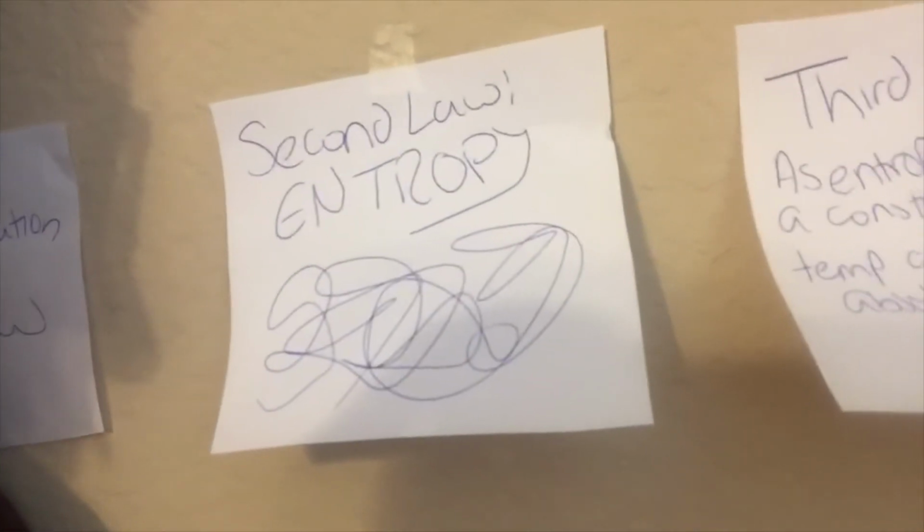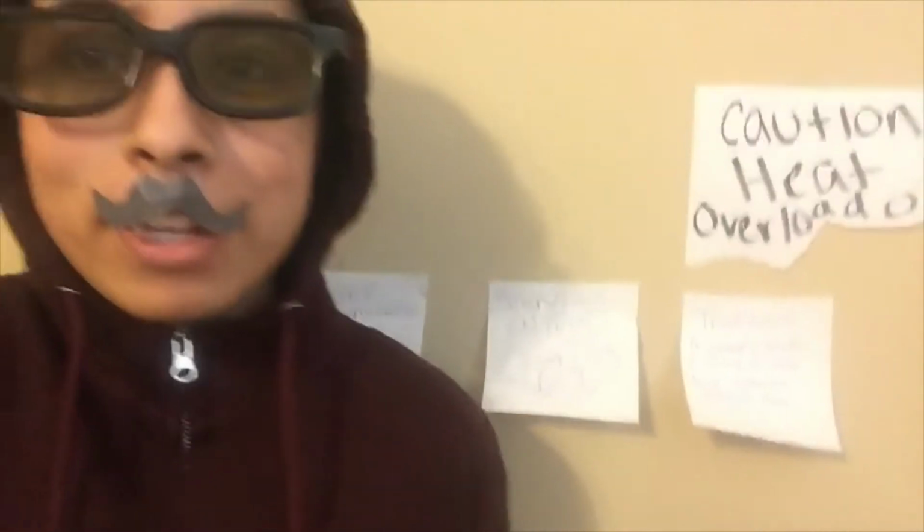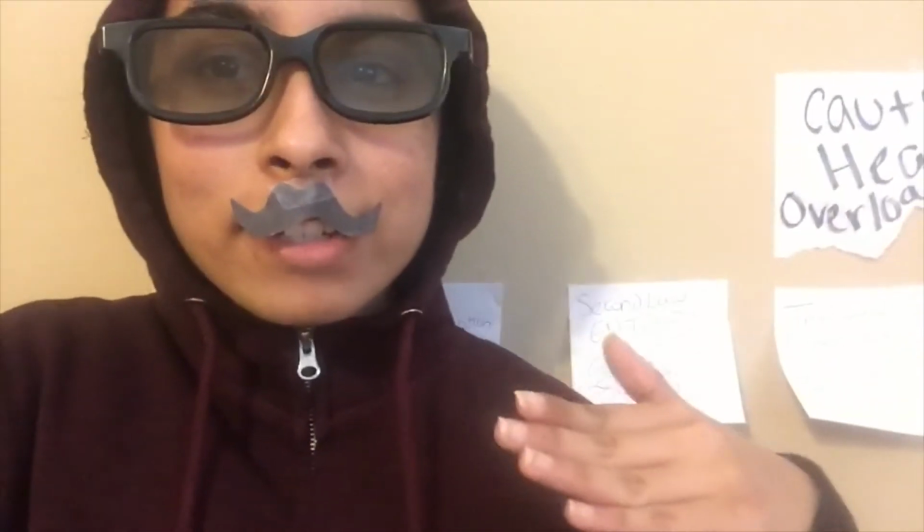Next is personally my favorite law, which is the second law of entropy. Entropy is basically randomness or disorder. Three ways to increase entropy: spread out, heat up, mix up. Entropy! And basically, entropy is just randomness. It's always going to be increasing, it never decreases.